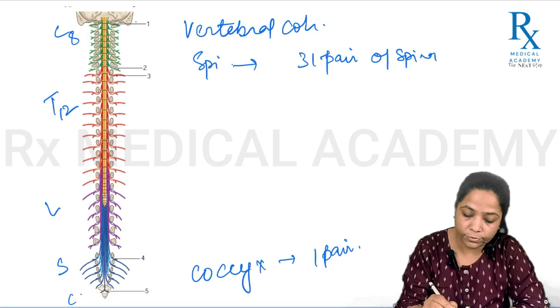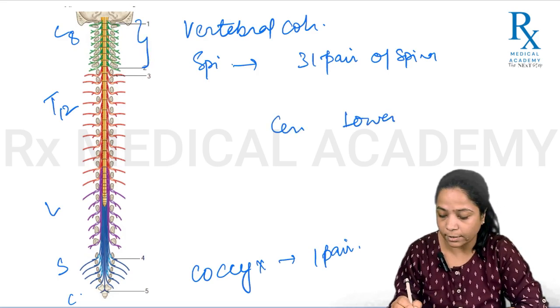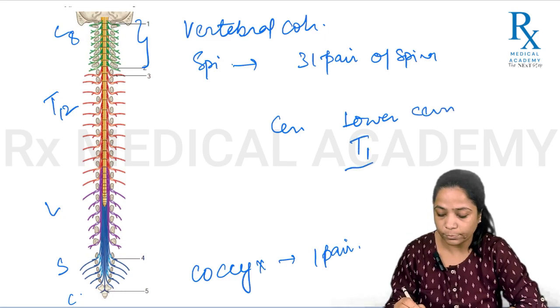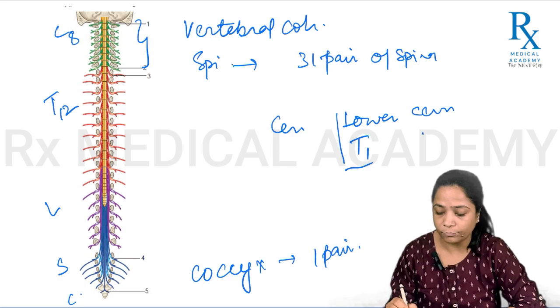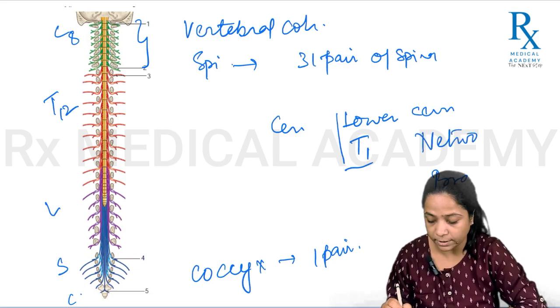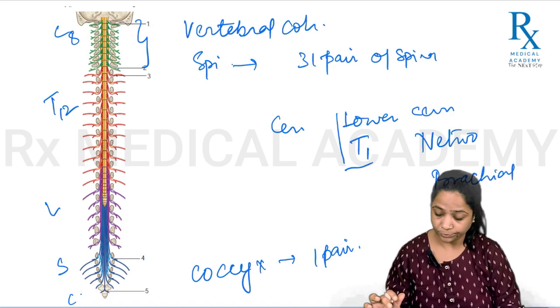In the region of the cervical, the lower cervical spinal nerves along with the T1 spinal nerve form a network of plexus which is known as the brachial plexus, which is basically responsible for the nerve supply of the upper limb.